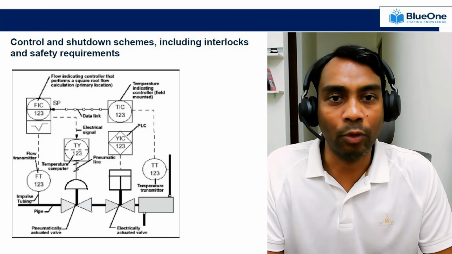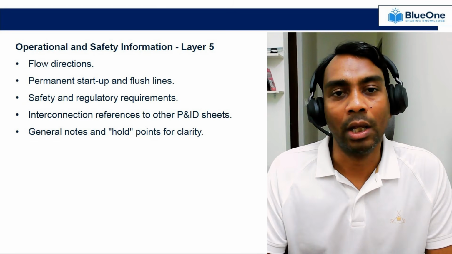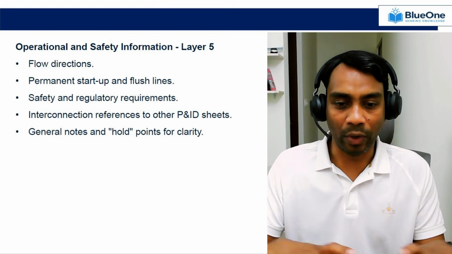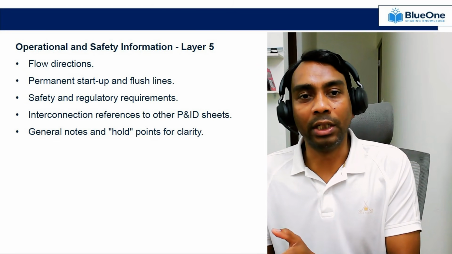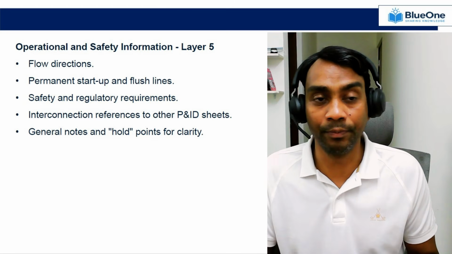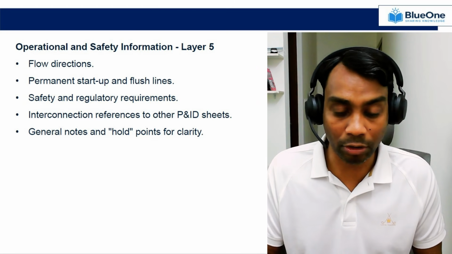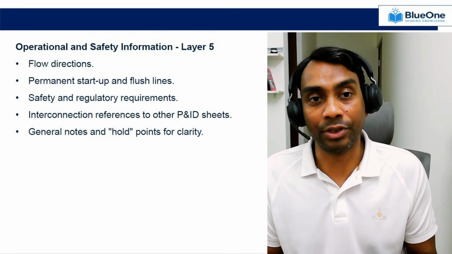Now, moving to layer number 5. Layer number 5 is very important because this won't be very visible on your main sheet, but if you go to the left side section of the P&ID, you will find a lot of additional information, and on the piping also there will be a lot of information. So for example, it will help you with the operational and safety information.